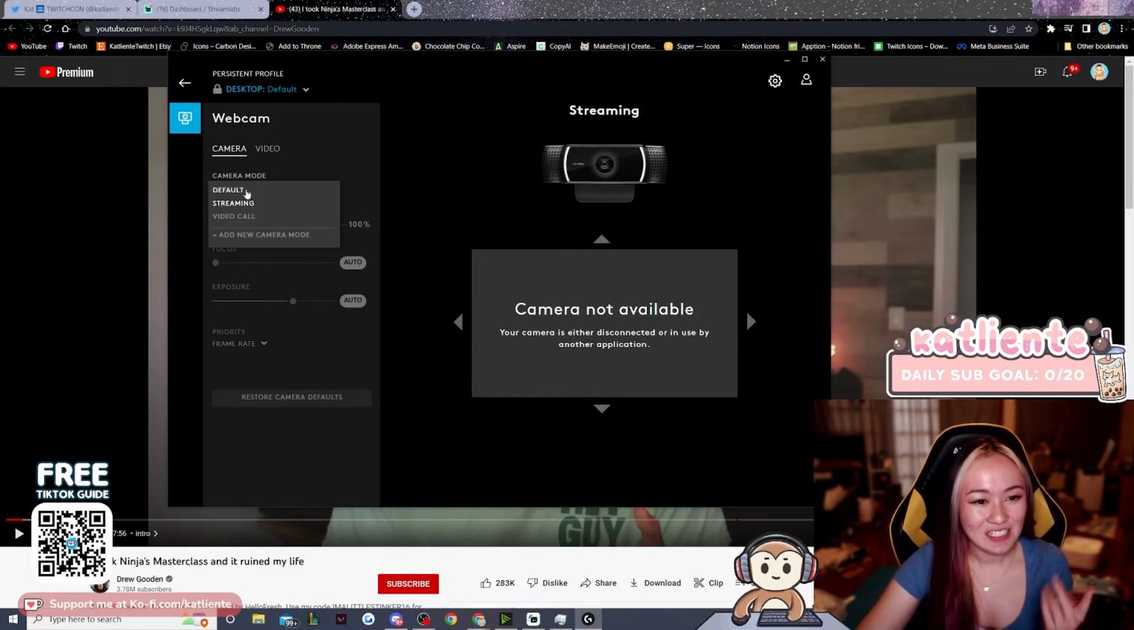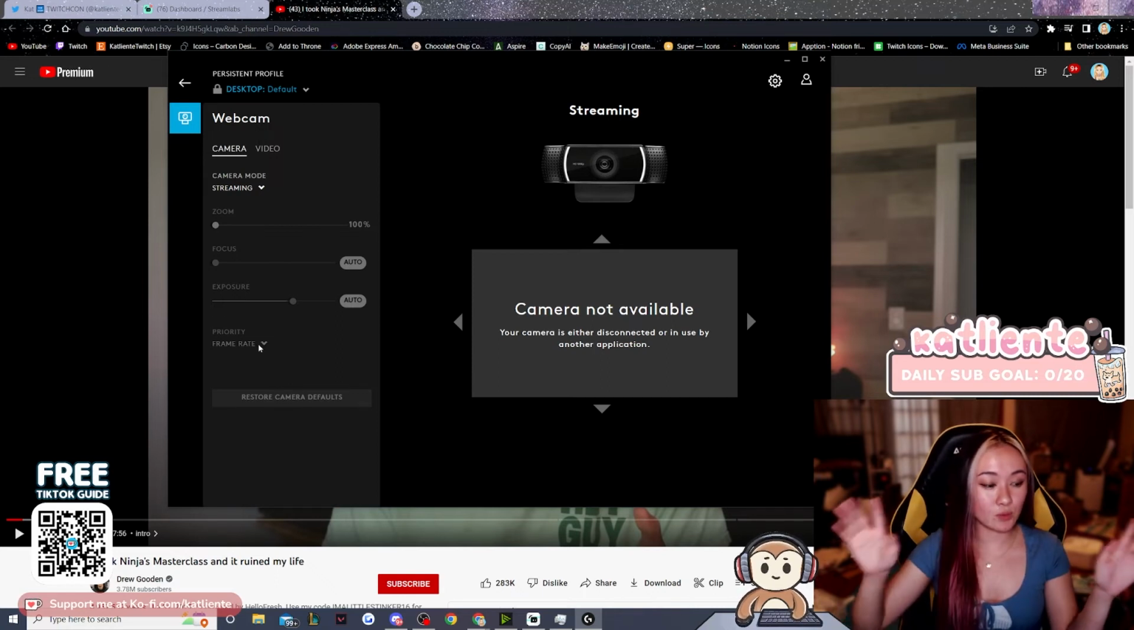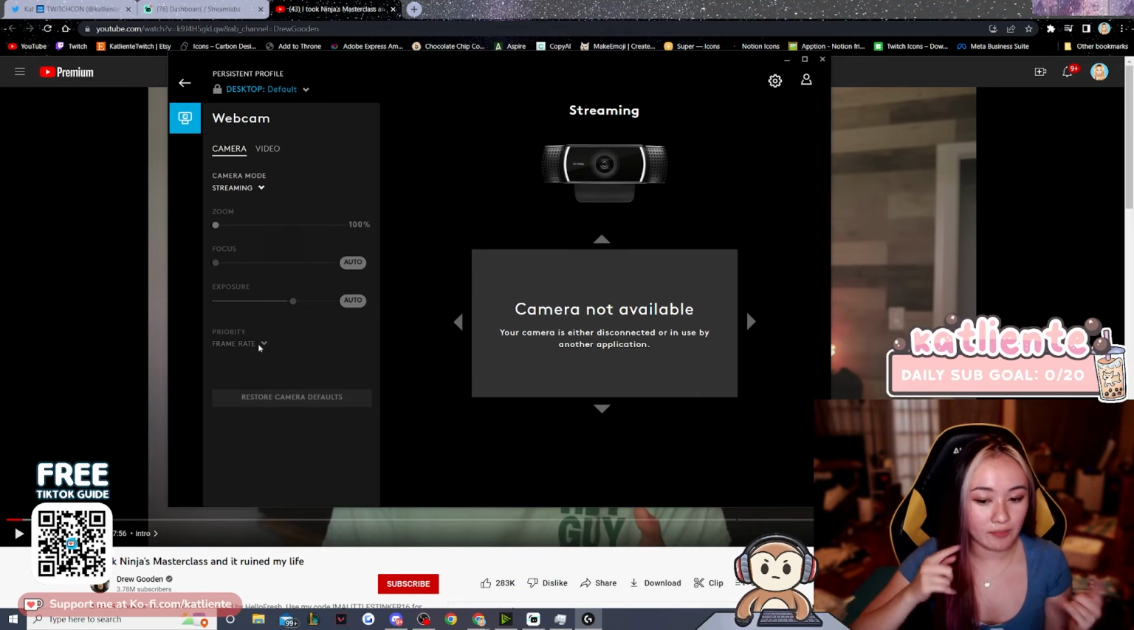So again, swap it off of default to streaming, and then under priority, there's like two options. I forgot what the other one was, but prioritize frame rate. You really want to prioritize frame rate. That's how you're going to get the smooth motion. You guys saw when my Logitech G-Hub wasn't on, it was so trippy.